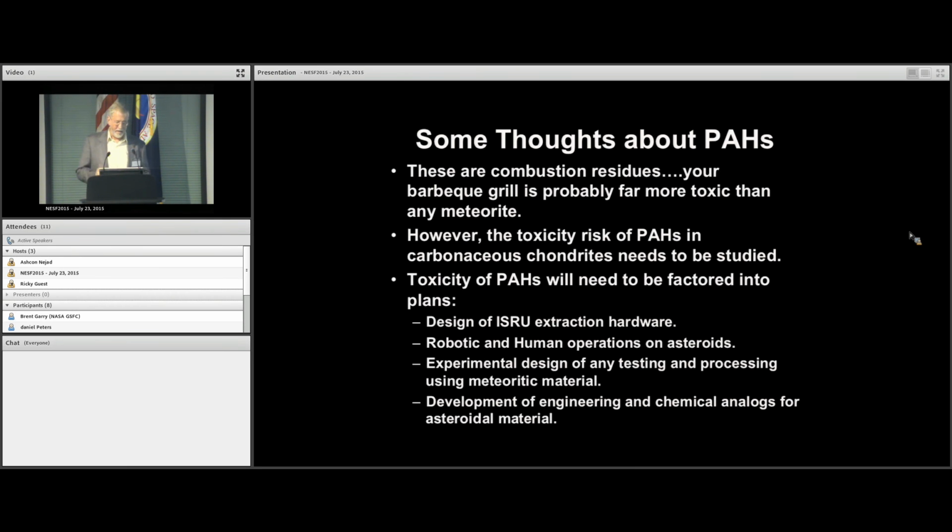And when I'm developing engineering chemical analogs for asteroidal material, although I would like to get as high a fidelity as possible, I will not put things that have PAHs in the simulants because I want to be able to get them onto NASA centers. So anyway, thank you very much for your attention.